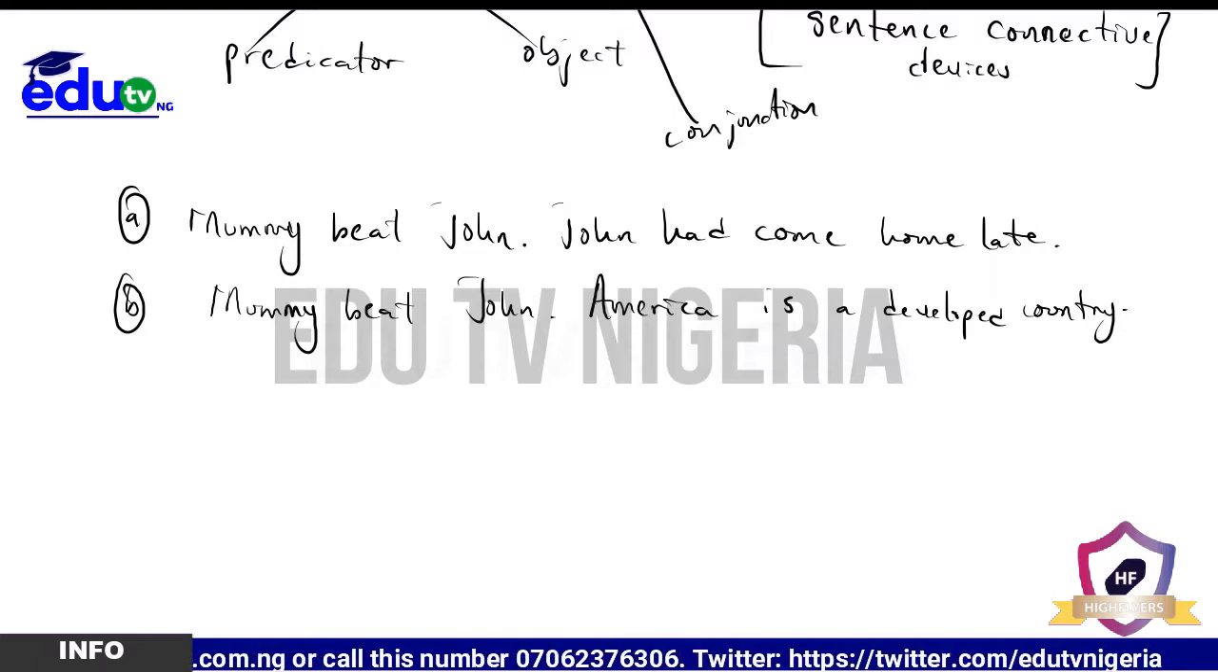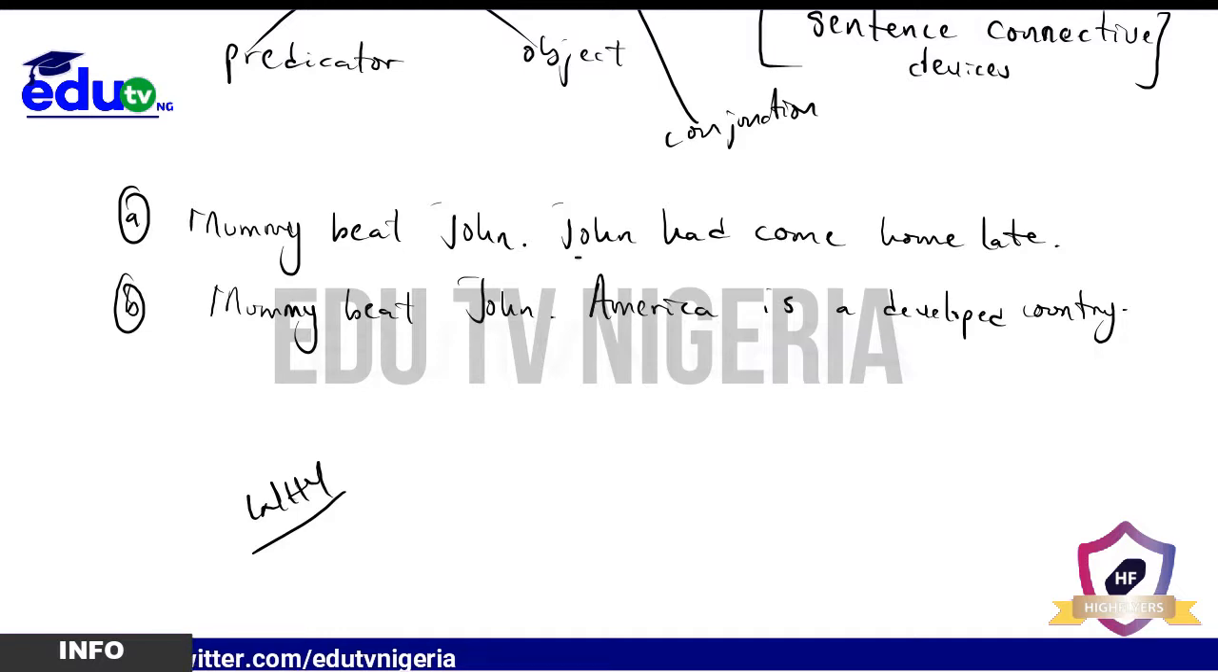In the first one, we have Mommy beat John, and then a sentence that goes after it: John had come home late. Now, what is "John had come home late" doing in this sentence? It is telling us a reason why Mommy beat John. Am I right? Exactly. So, for us to understand "John had come home late", we may have to depend on "Mommy beat John", and for us to understand "Mommy beat John", we may also have to look at "John had come home late". You're asking, Mommy beat John, and then you ask why did Mommy beat John? The reason why Mommy beat John is because John had come home late. Do you understand?